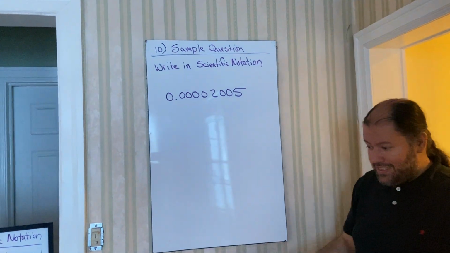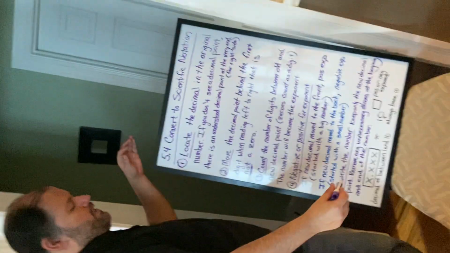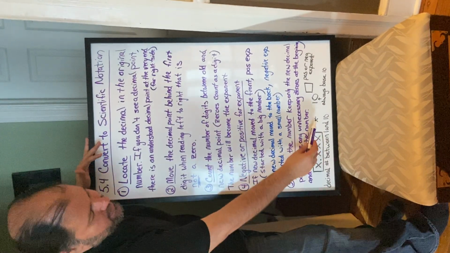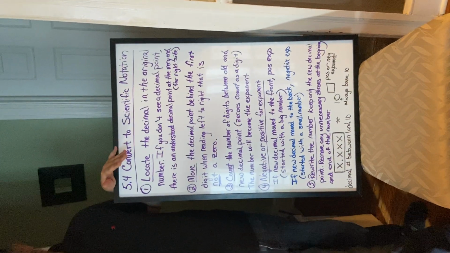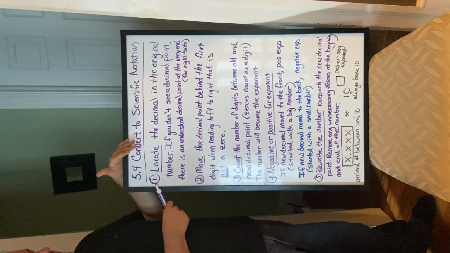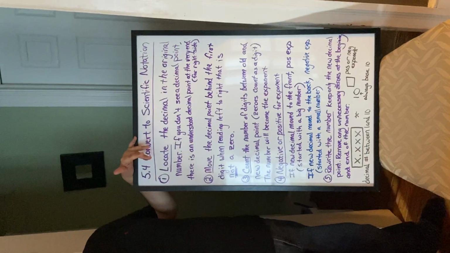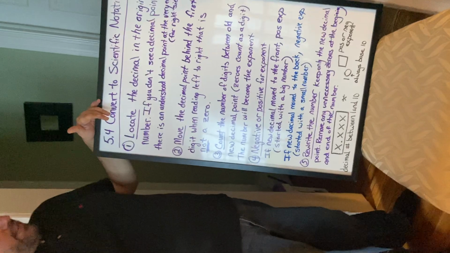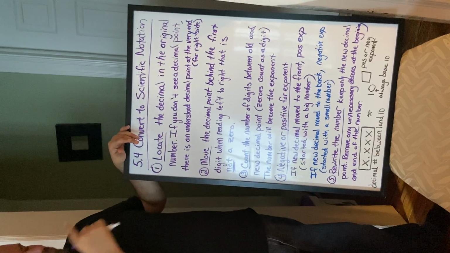If you forgot the steps, remember it's 5 steps. Our goal is to make it look like this: some type of decimal number between 1 and 10 times 10 to some exponent, maybe a positive or a negative exponent. So the first step is to locate the decimal in the original number. And if you don't see one, then you're just going to tack on one at the very far right-hand side, at the very end. So in our case, we do have a decimal point.